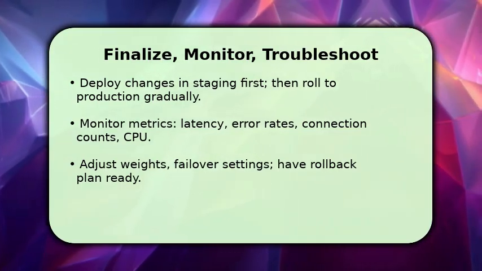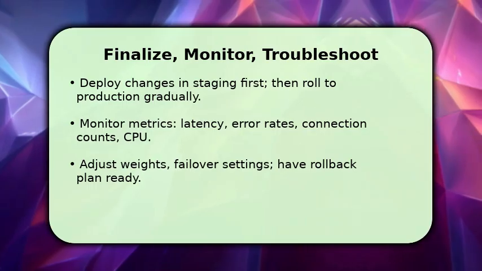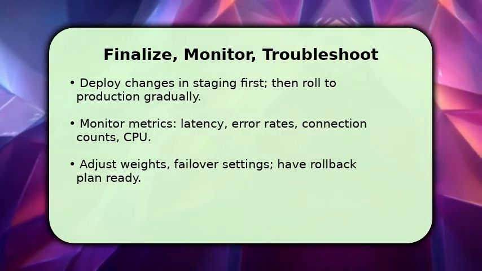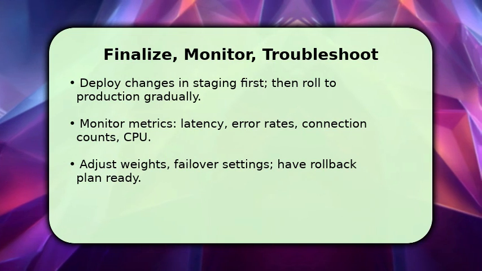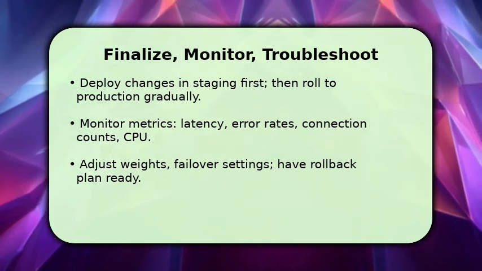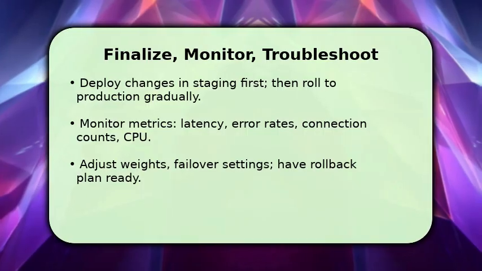Make sure automated failover and alerting are enabled so problems are detected fast. If something goes wrong, revert to the exported config immediately and check health logs. That single step often isolates misconfigured checks or bad backends.